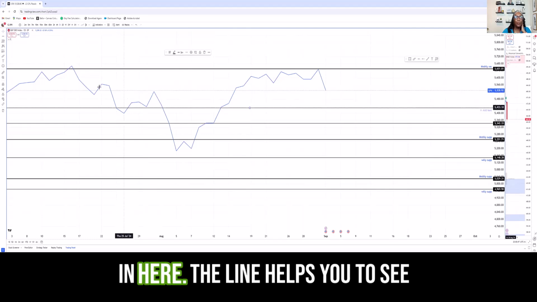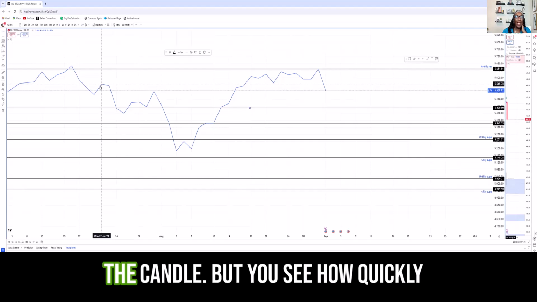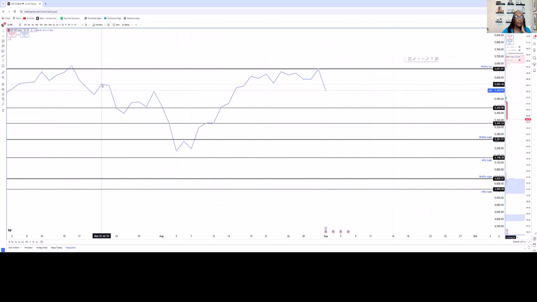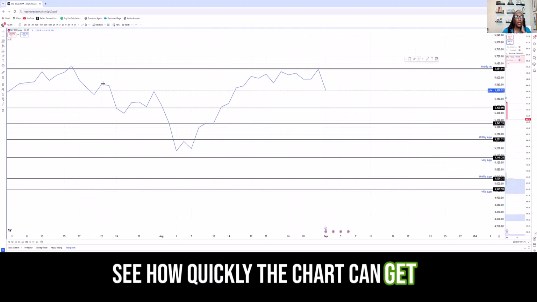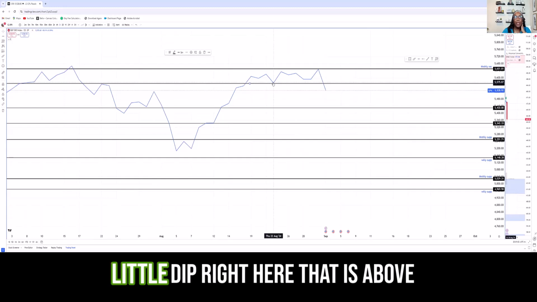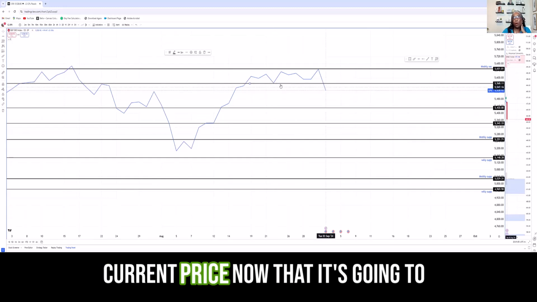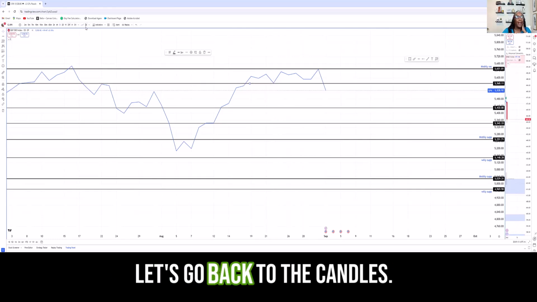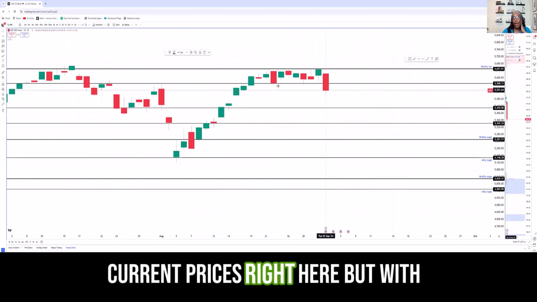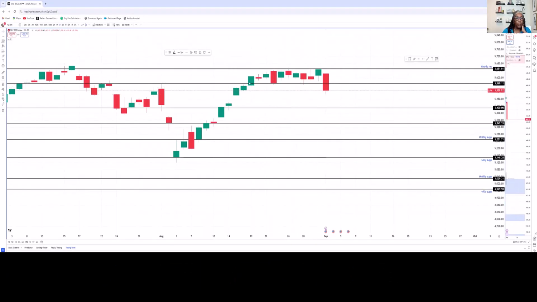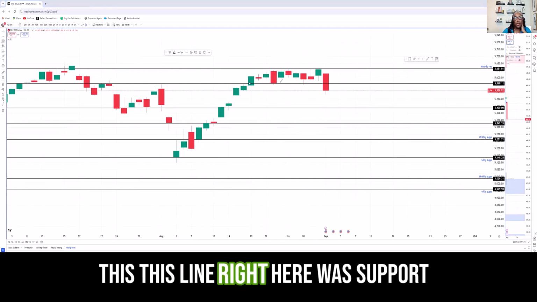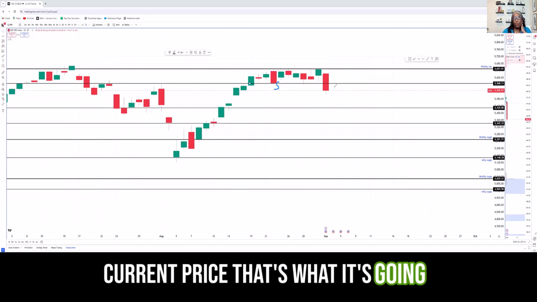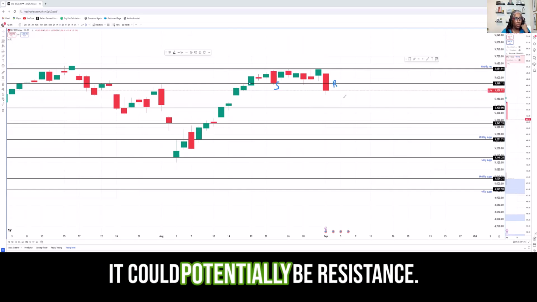The line helps you to see what you may not be able to see with the candle, but you see how quickly your chart can get real crowded. Because there's a little dip right here that is above current price, that is going to provide resistance if we were to try to go back up. Let's go back to the candles. Current price is right here, but at this dip here, this was support. Here, this line right here was support. But now that it's above current price, guess what it's going to become? If the price goes back up, it could potentially be resistance.